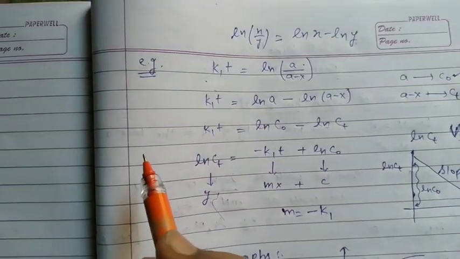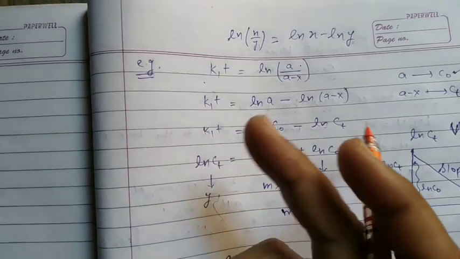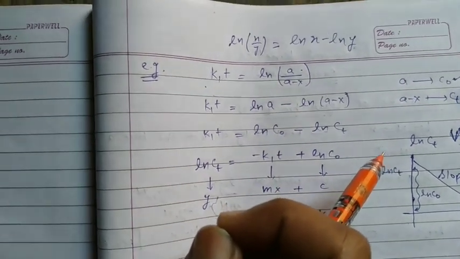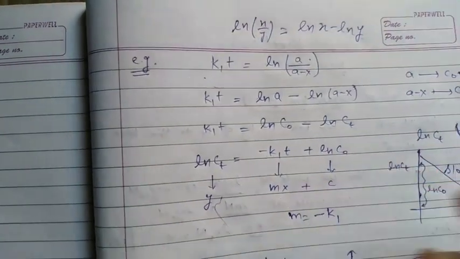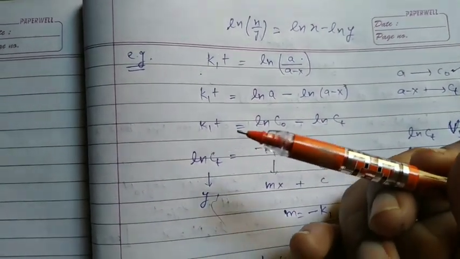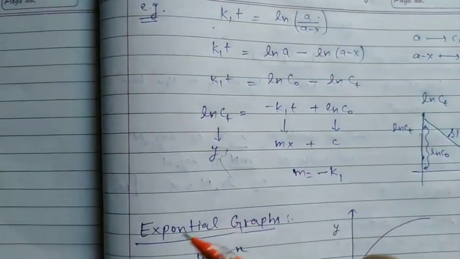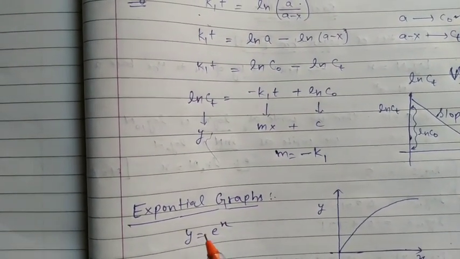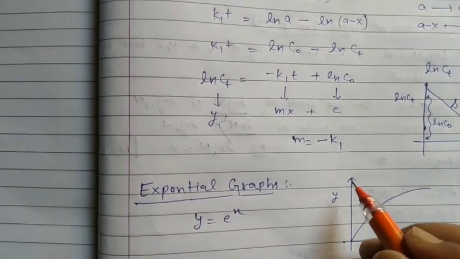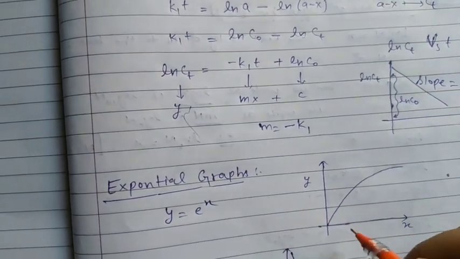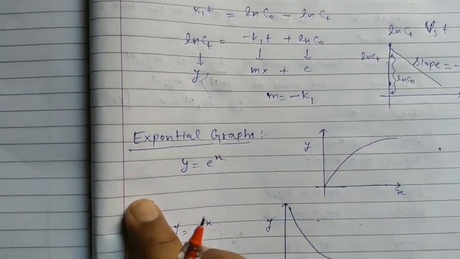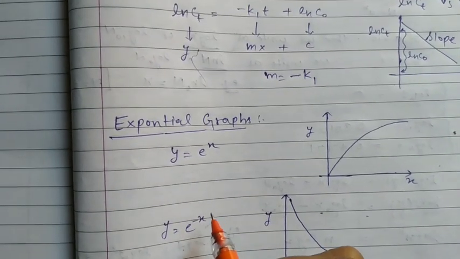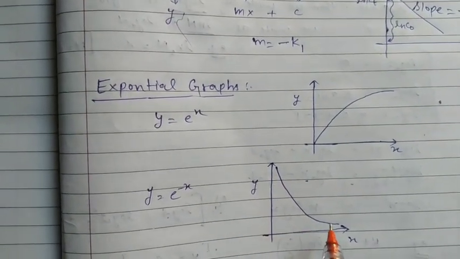Now we can easily draw different types of graphs based on the straight line equation, whether it has a positive slope or negative slope, or whether it has a zero intercept. So now we will see next how to draw exponential graphs. For the exponential graphs, the equation is y is equal to e to the power x. So this will be the graphical representation of this equation. And for the equation y is equal to e to the power minus x, the graph will be like this.